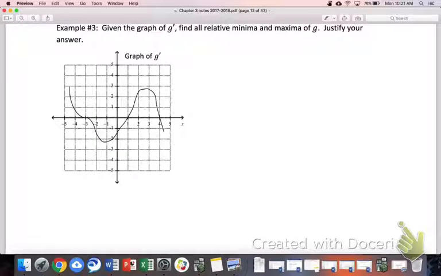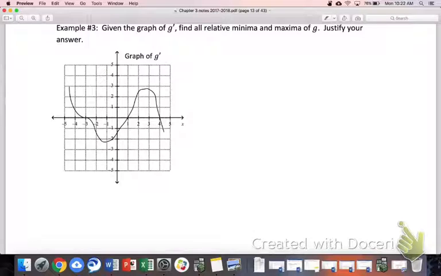Guys, let's take a look at number 3. Number 3 is pretty different from number 1. In number 1, what did I supply you with? Be specific. What kind of thing did I give you in number 1? An equation for f of x, right? What am I giving you information about here in number 3? A graph of g prime. So not a graph of g, but a graph of g prime.